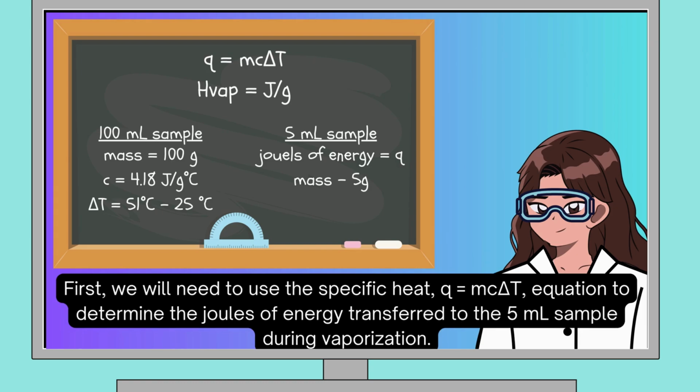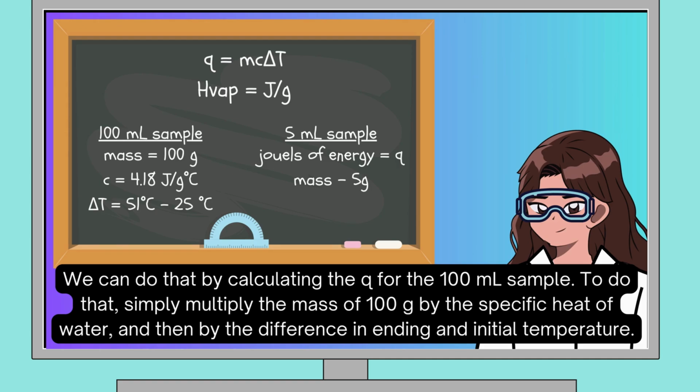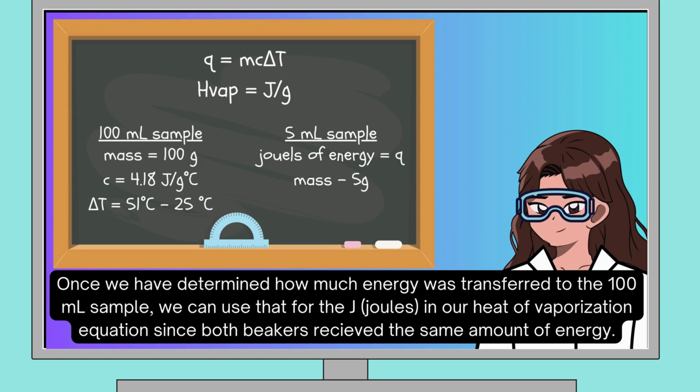First, we will need to use the specific heat equation, Q equals mcΔT, to determine the joules of energy transferred to the 5 milliliter sample during vaporization. We can do that by calculating the Q for the 100 milliliter sample. To do that, simply multiply the mass of 100 grams by the specific heat of water and then by the difference in ending and initial temperature. Once we have determined how much energy was transferred to the 100 milliliter sample, we can use that for the joules in our heat of vaporization equation, since both beakers receive the same amount of energy. That's it.